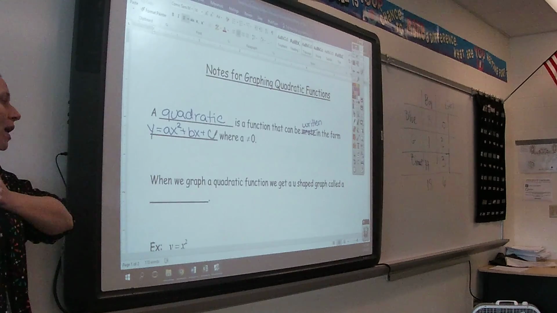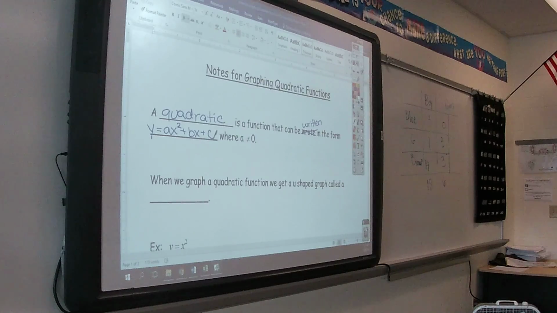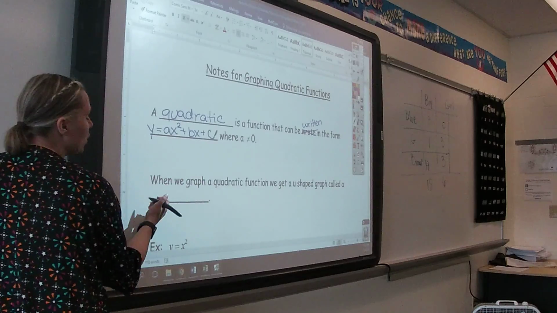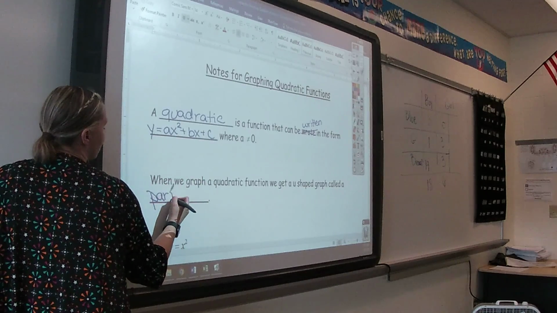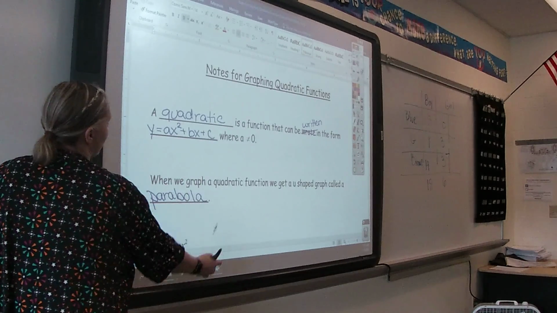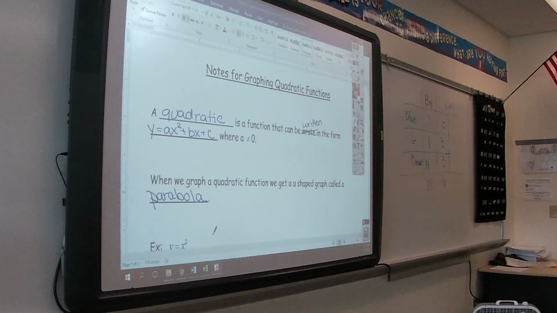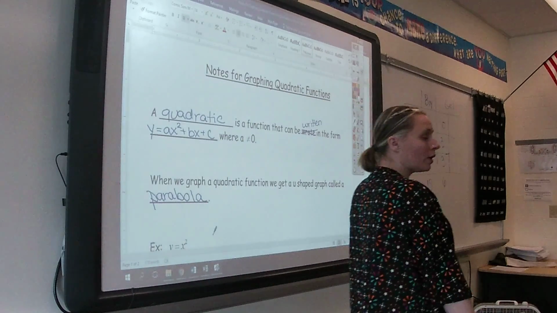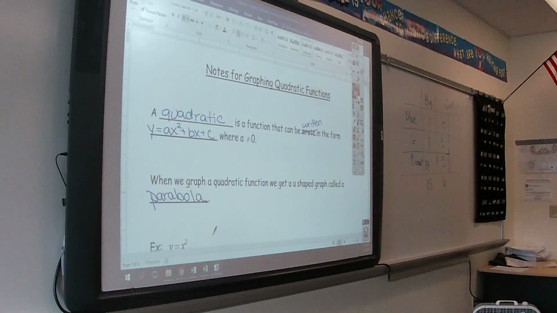When we graph a quadratic function, it does not matter what other things are happening. If it is a degree of 2, we always get a U-shaped graph that is called a parabola. Strange word, I don't know why, but there it is. So those U's that we were seeing when we were plugging it into our graphing calculators are called parabolas, and that's what we will get every single time that we graph in this unit for quadratics.